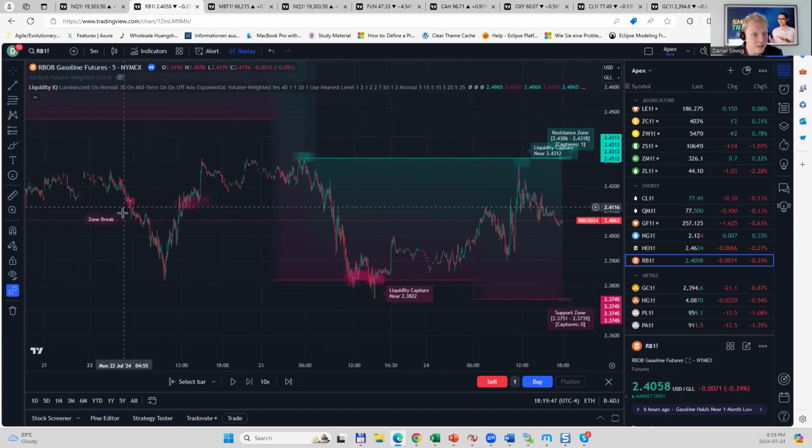All right, one more thing to show you quickly is a zone break event. You see this little arrow here with the label zone break? This happens when an important zone, in this case a support zone here, is broken, is penetrated.